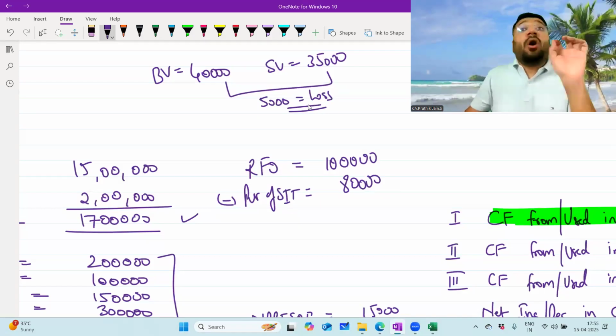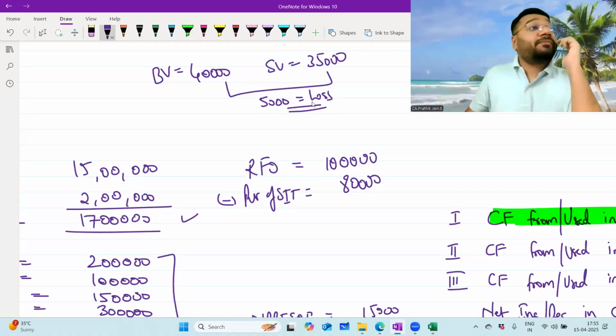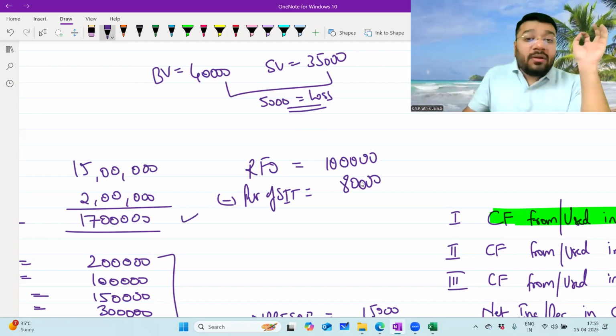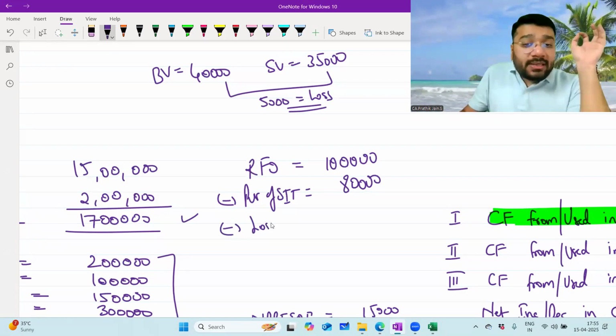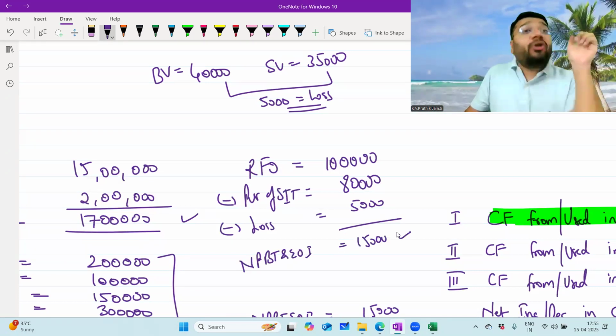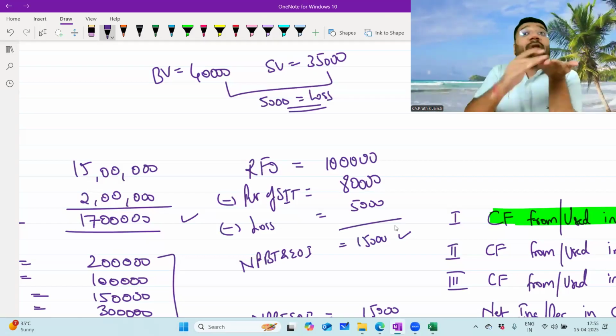So now the loss, where do you have the habit of transferring it? P&L. Where in P&L? Other expenses. Correct? So now, can I say here, loss is subtracted to the extent of 5,000 rupees. So how much is my net profit before tax and extraordinary items? It is 15,000 rupees.